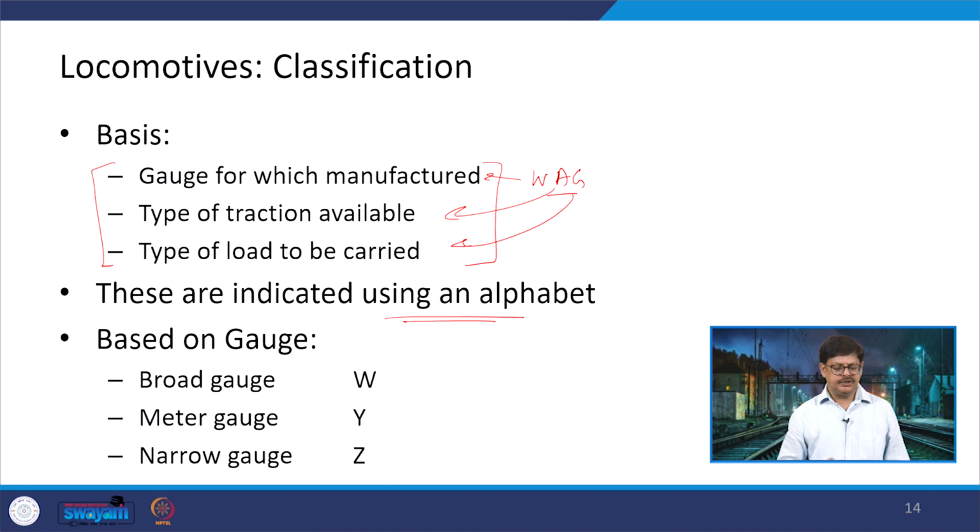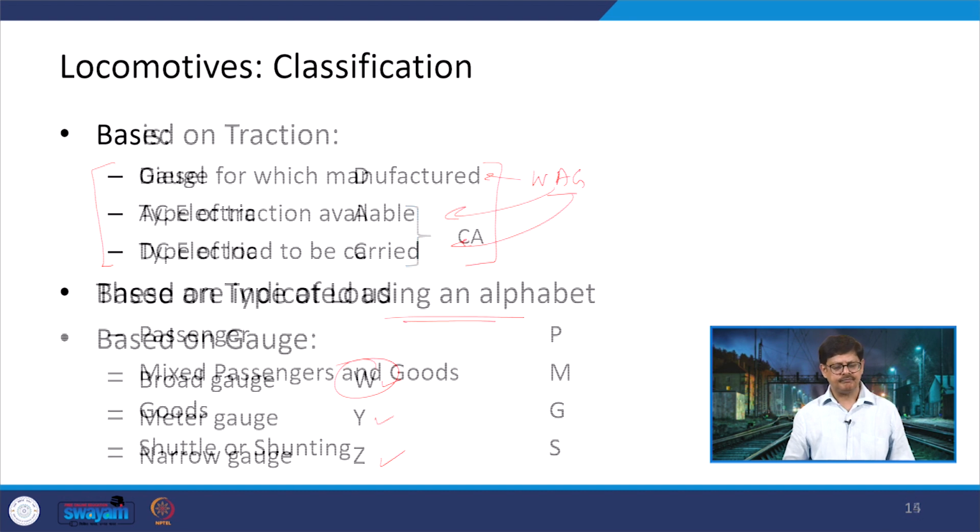Now, based on the gauge, for broad gauge, W is being used, for meter gauge Y, and for narrow gauge Z is being used. So these are the three alphabets: W, Y, and Z. Now, because we are converting to totally broad gauge, and after some time we may find that we are having almost 100% as broad gauge, then in that case everything will be starting with W for the locomotives.